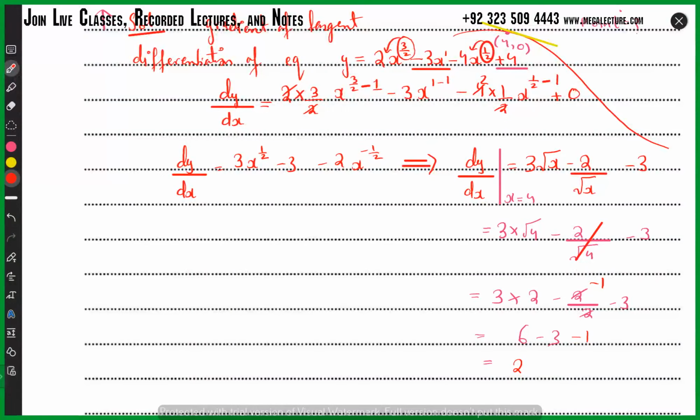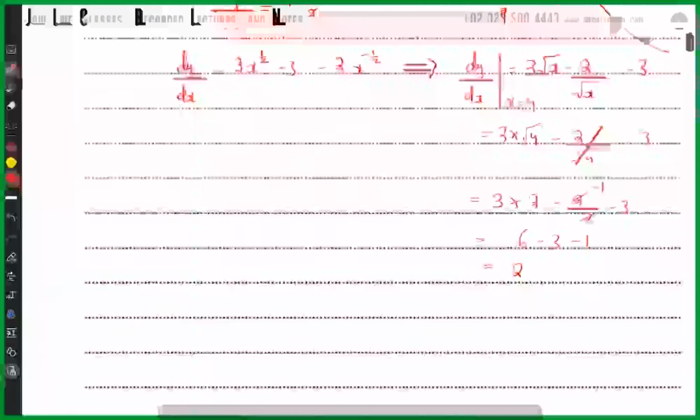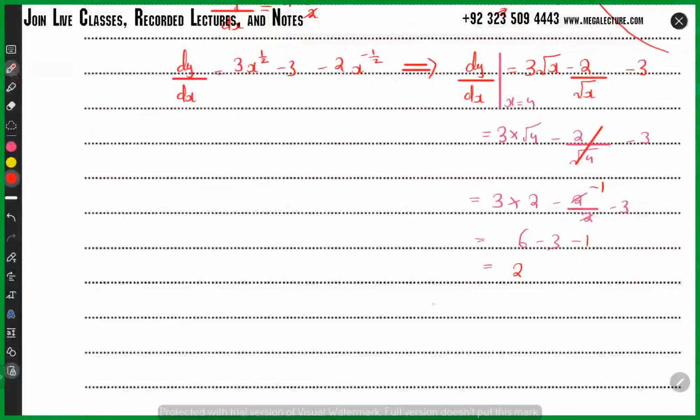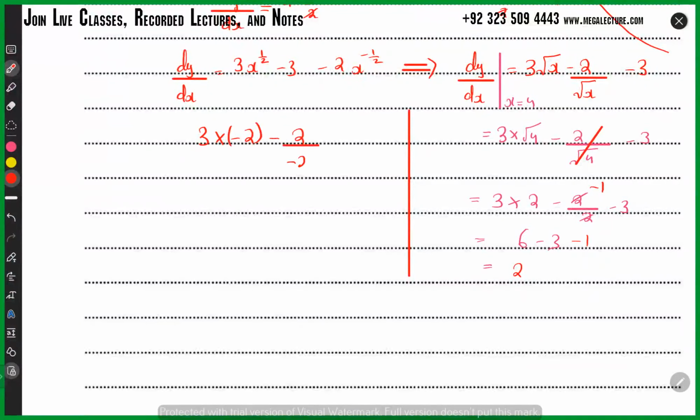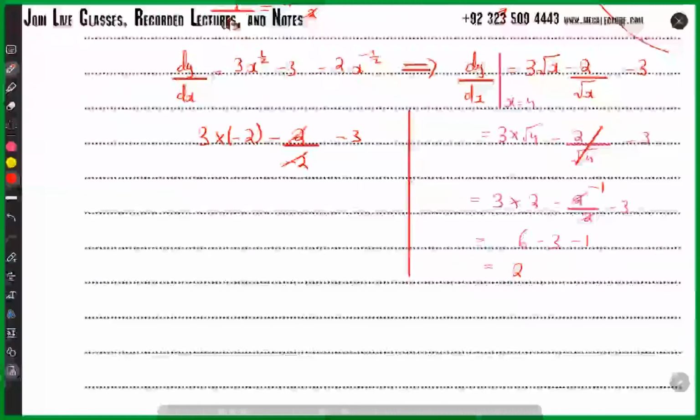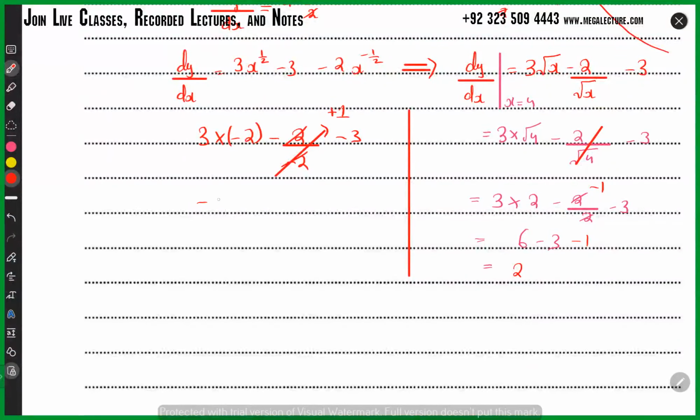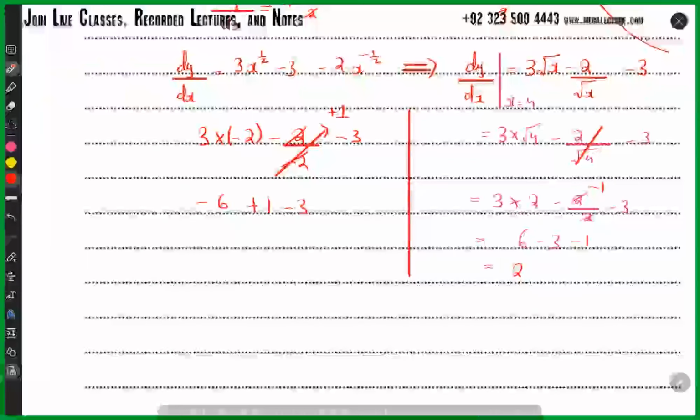And if we consider that root 4 is negative 2, let's do that here, 3 multiplied by negative 2. Then we have minus 2 divided by minus 2 and then minus 3. So this would be cancelled and this is going to give me positive 1, minus 6, positive 1, negative 3. So in total, it is going to give me negative 8, right?